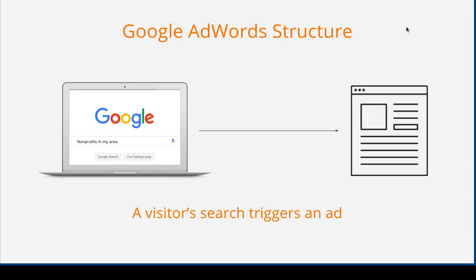AdWords actually works on an auction system, which happens every time a user performs a keyword search. So to have your ad shown over another, you actually need to meet a couple of criteria. The first is that you have to have relevant ads based on the match of the search query. So if someone searches nonprofits in my area, you definitely want to talk to that and have the ad talk about nonprofits in my area or mention that kind of copy in it.